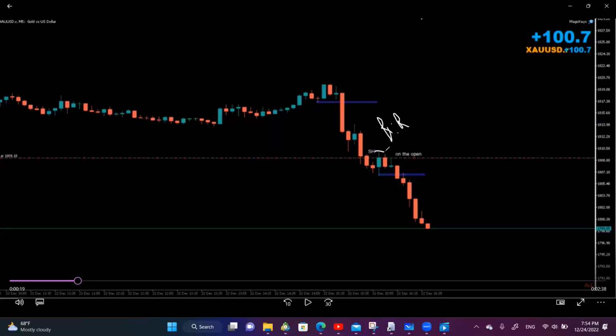Look at this. There was my stop loss. So that is why I use this strategy, since it gives me a very good risk to reward ratio. Let's continue.